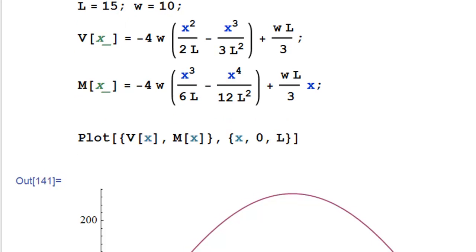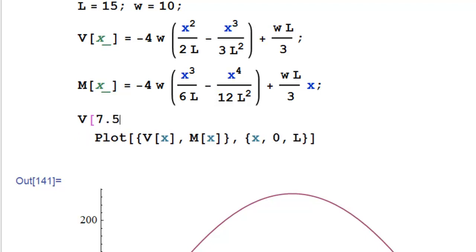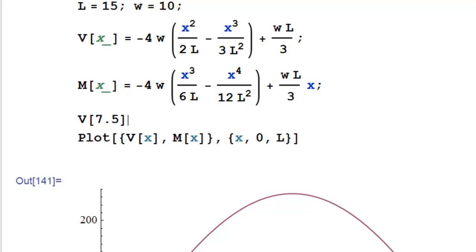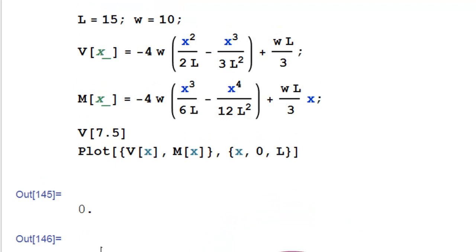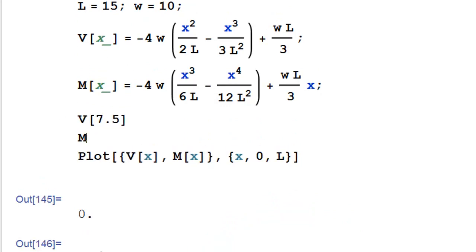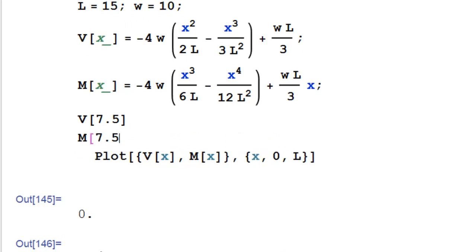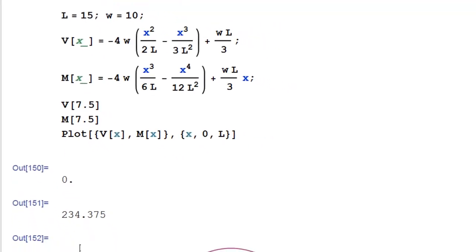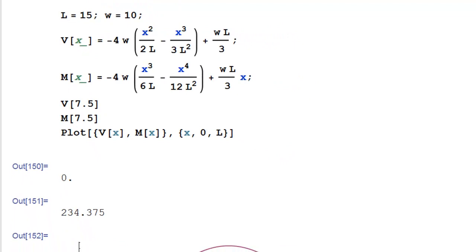Okay, I will ask V of 7.5. How much is it? 0. So the shear at 7.5 is 0, and M at 7.5 is 234.37. I hope that's the number, guys. Yes, that's the number I got.